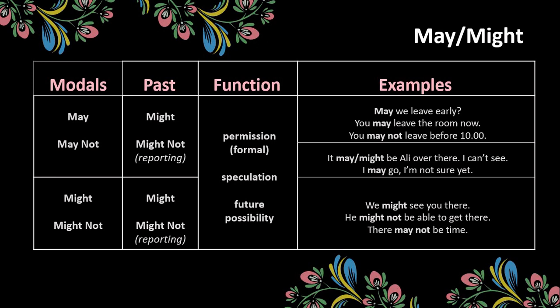You can use both of them for speculation. For instance, it might be or it may be over there. I can't see. I may go. I'm not sure yet. Lastly, both of them can be used to state a future possibility. For instance, I might see you there. You might not be able to get there. There may not be time.